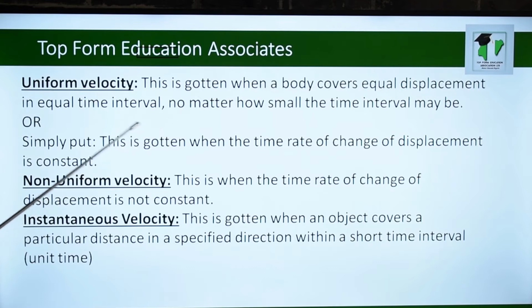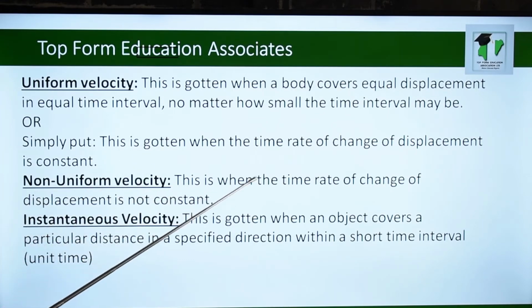Is that okay? Okay. Or if you don't want to define it this way, you can simply put it to be that it is gotten when the time rate of change of displacement is what? Constant at each interval of the distance and the time there. And the distance covered there, or the displacement covered there is equal, and then the time taken there is what? Equal. So we say it is gotten when the time rate of change of displacement is what? Constant.